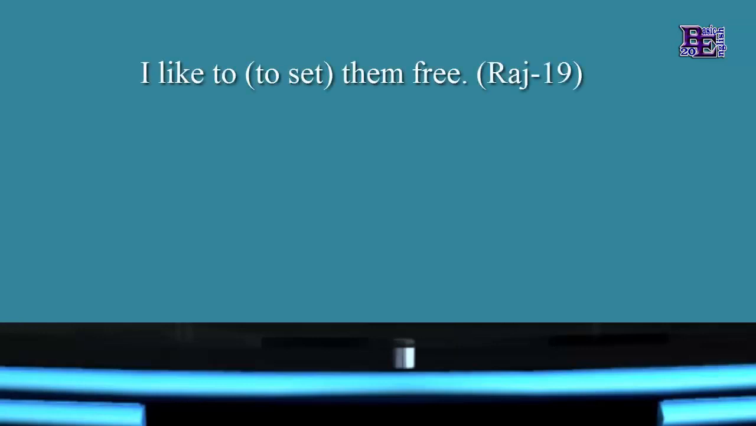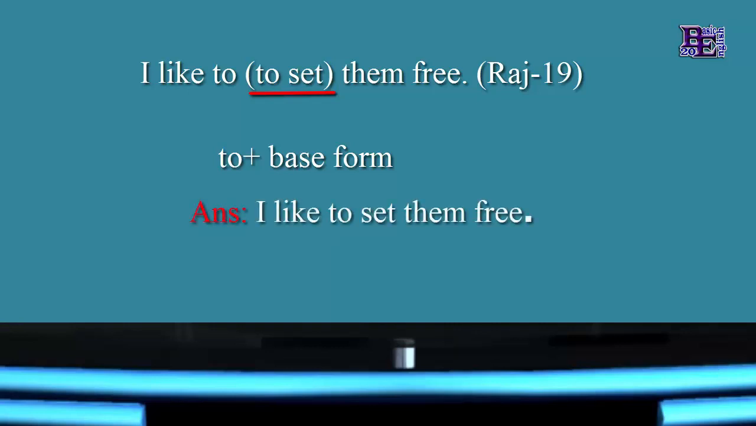I like to, in bracket you will get to set, them free. So I have to use the right form of to set. As I have told you in the first rule, after to, we have to use the base form of the verb. So here we have got I like then to. Here only to. So after to, we have to use the base form. That is, we have to use only set. So here the correct answer will be I like to set them free.